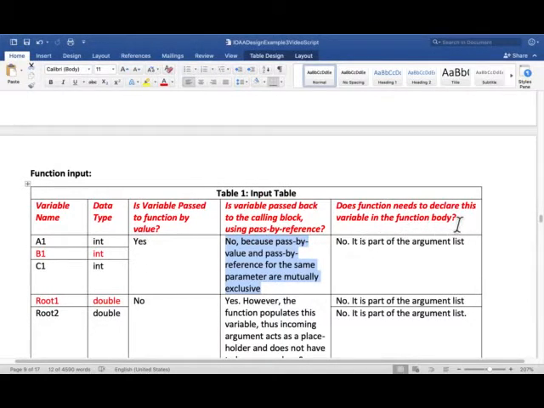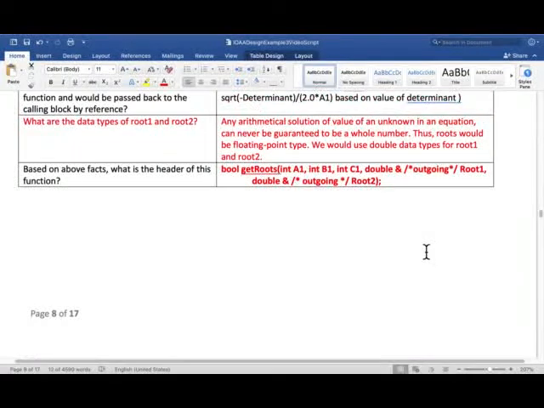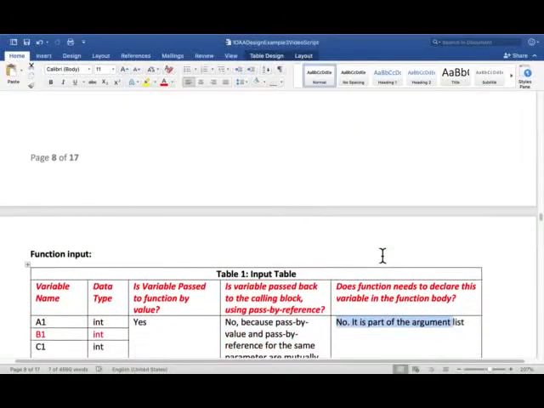Does the function need to declare these variables in the function body? No, because as we look at the header, a1, b1, and c1 are already part of the argument list. Anything that's part of the argument list does not need to be declared in the body.